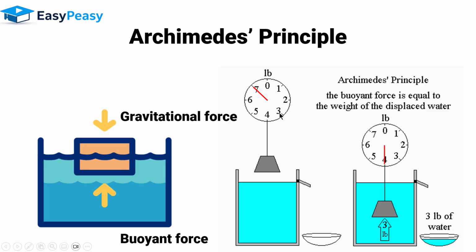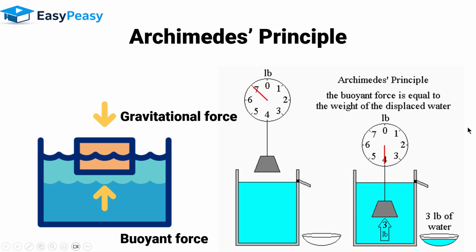So in this picture, it is expressed beautifully. You can see the solid substance is going in the water. When it goes in the water, it displaces 3 lbs of water and it suspends here. So the buoyant force here is 3 lb.